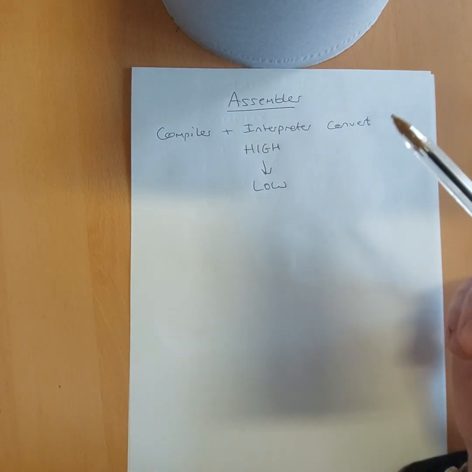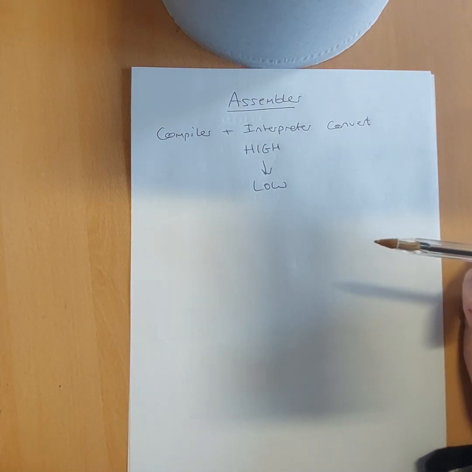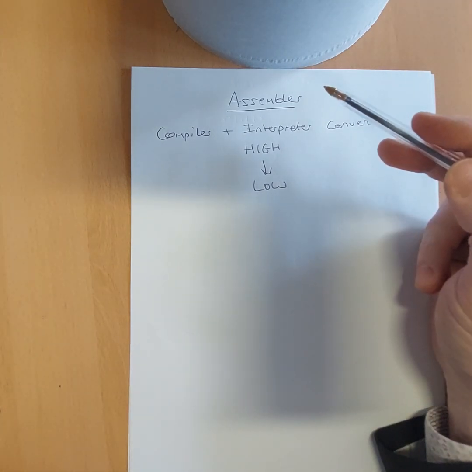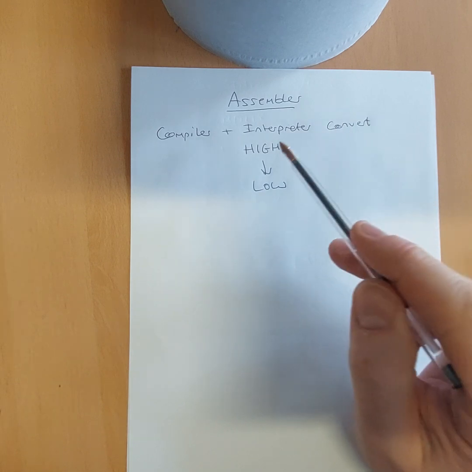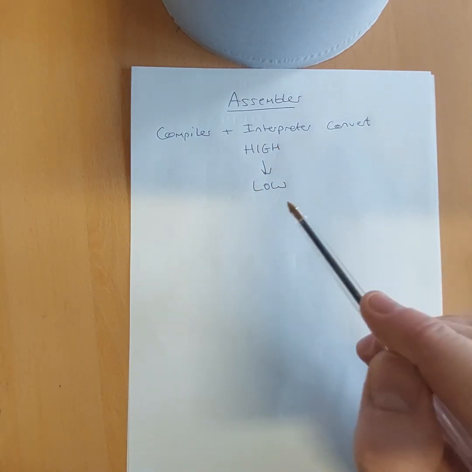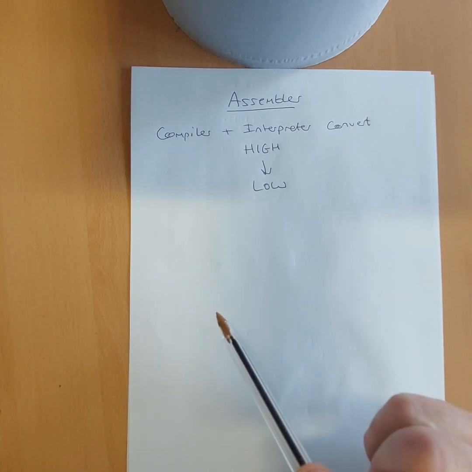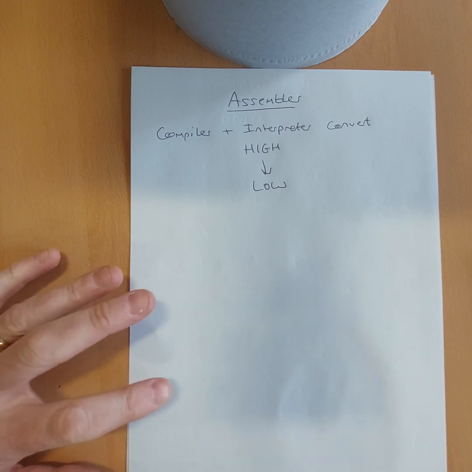Okay, this is the last video on what we're looking at, different types of languages and how they're converted so computers can use them. The last translator is called an assembler. So just to recap, a compiler and interpreters convert high-level language into low-level language, and they both work slightly differently, and that's looked at in the other two videos.